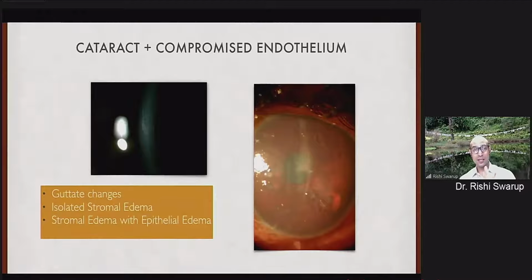So when you're looking at a compromised cornea, you're looking at three scenarios: either guttate changes, or just isolated stromal edema like I showed you in that clinical photograph, or stromal edema with epithelial edema. So the first category is the one where you can probably get away with only phacoemulsification, but the moment you start getting clinical edema, even if it's stromal edema, I think one must start looking at a triple procedure rather than just doing a cataract surgery.